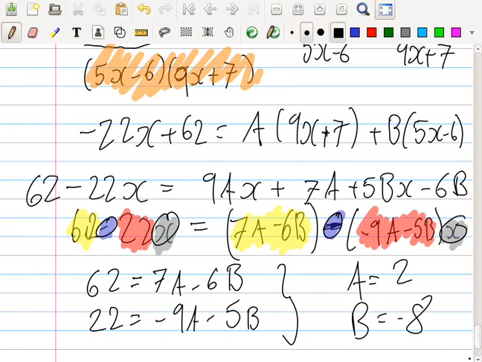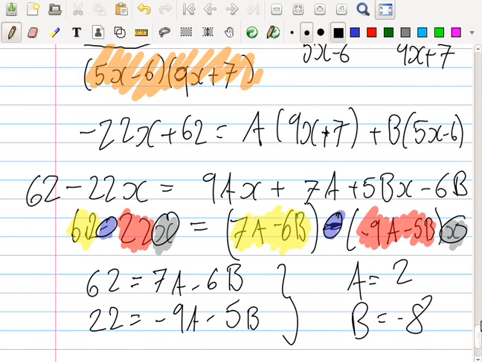I solved using the elimination method. How many methods do you have to solve simultaneous equations? First method, substitution, another method, elimination, another method, graph, another method, matrix.